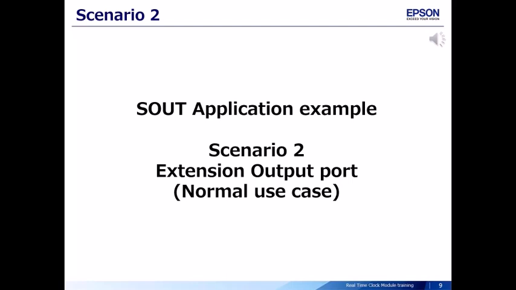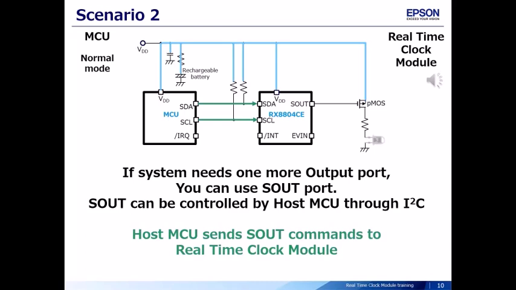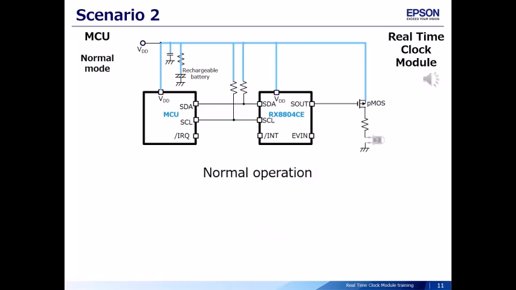Scenario 2. Extension output port. If system needs one more output port, you can use SOUT port. SOUT can be controlled by host MCU through I2C. Host MCU sends SOUT commands to real-time clock module. Here, normal operation.